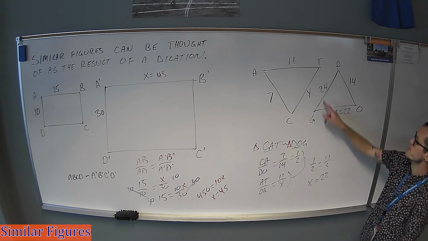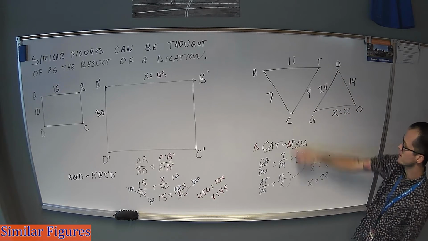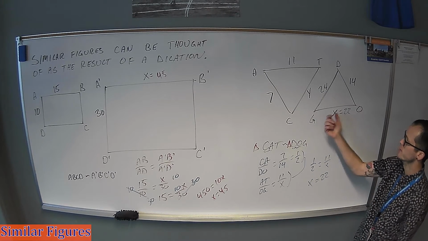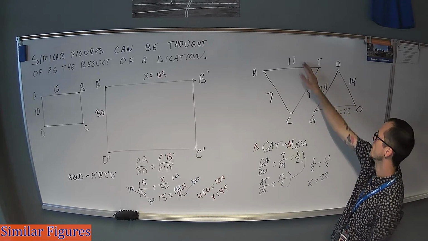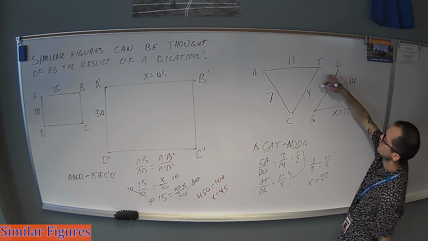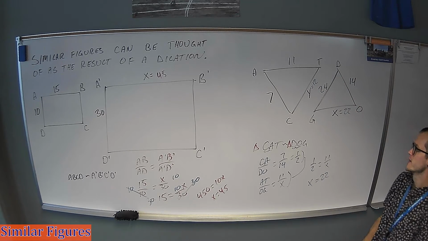And we can do the same sort of thing to find Y. We know that DG is going to have the same ratio here with CT. And then we just learned there's a scale factor of 2 going on. Because when you double 7, you get 14. When you double 11, you get 22. So when you double Y, you get 24. Well, half of 24 is 12.